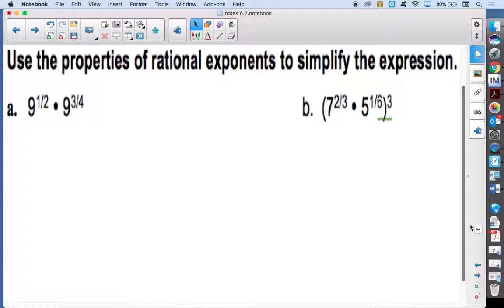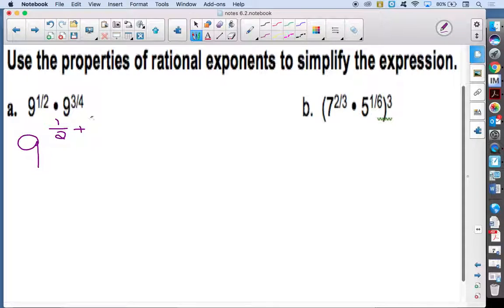We have for letter A, 9 to the 1/2 times 9 to the 3/4. So the bases are the same. We know that we can add those exponents together. So we've got 1/2 plus 3/4. Sam, how do you really add fractions if the denominator isn't the same? You have to give them the same denominator. Yeah, we have to get a common denominator. What would the common denominator be?